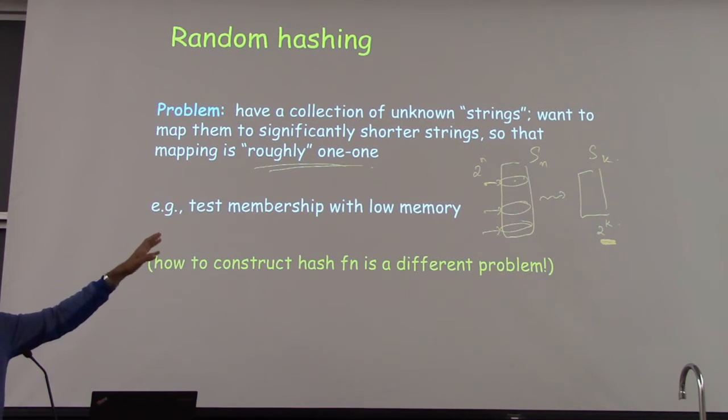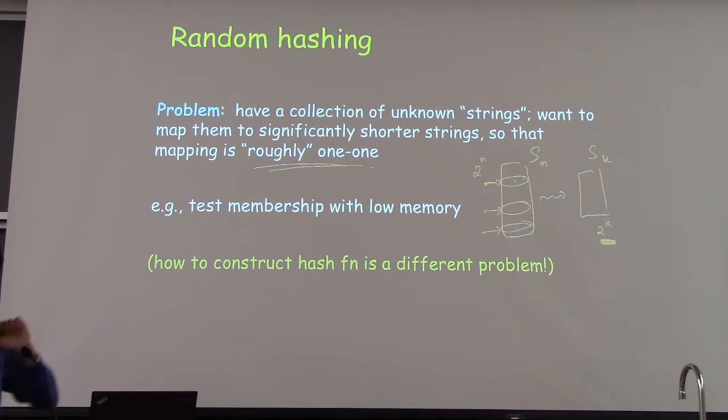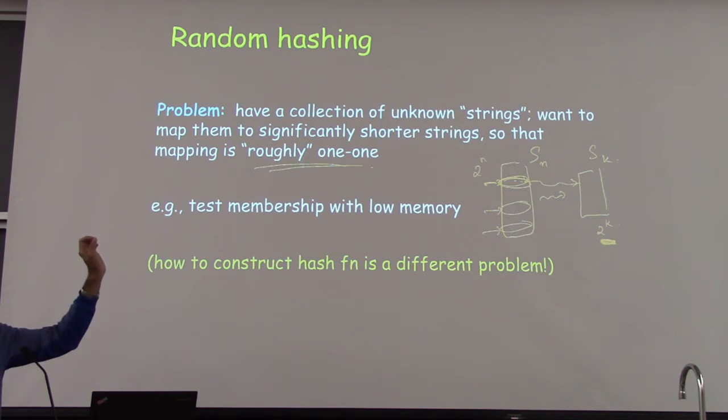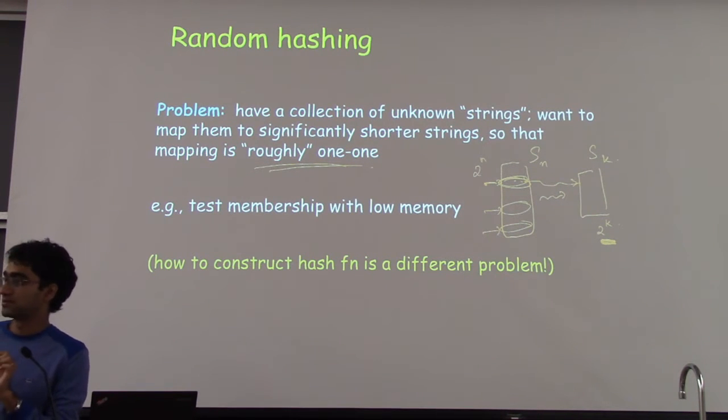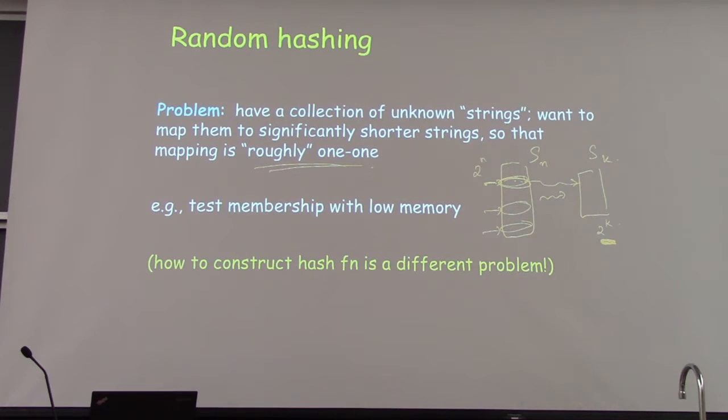The thing we'll analyze now is the case of random maps. Suppose every string on the left is randomly mapped to some string on the right. We're going to analyze what kind of properties this random map has. Is what we are going to analyze clear?